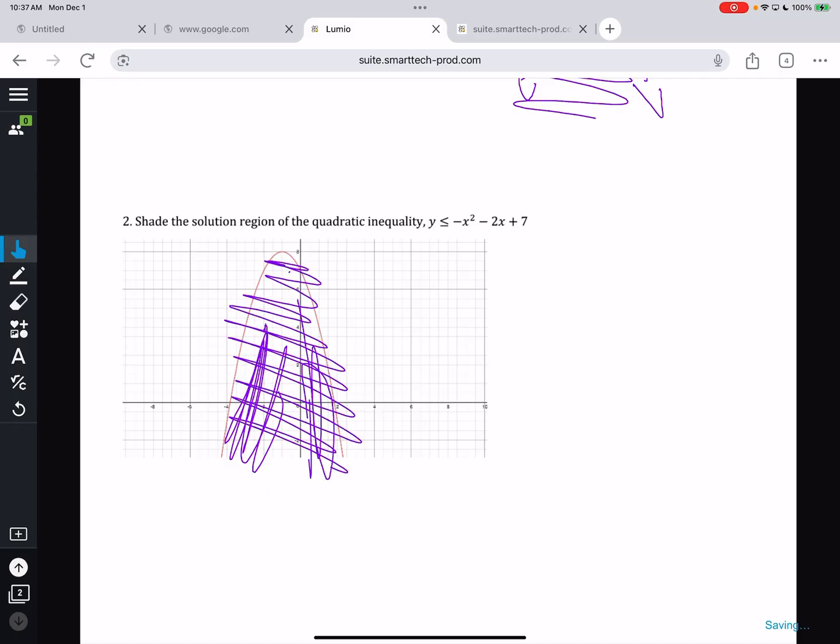All right, is it making sense? See, it's not that hard of a lesson. You just got to remember your solids, your dotteds, less than or greater than.